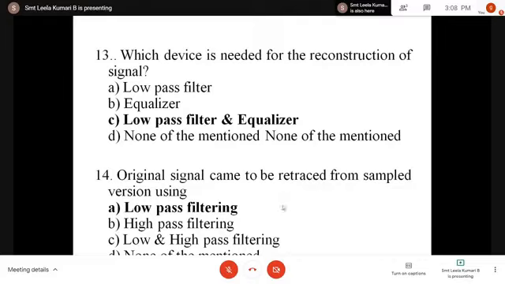14th question is, original signal came to be retraced from sample version using. So that means reconstruct the original signal from the sampled signal. This can be achieved by means of, as from our previous discussions, a low pass filtering. So option A is correct.